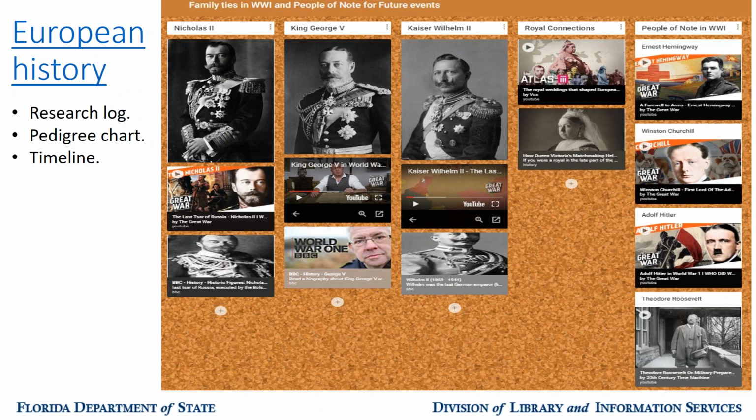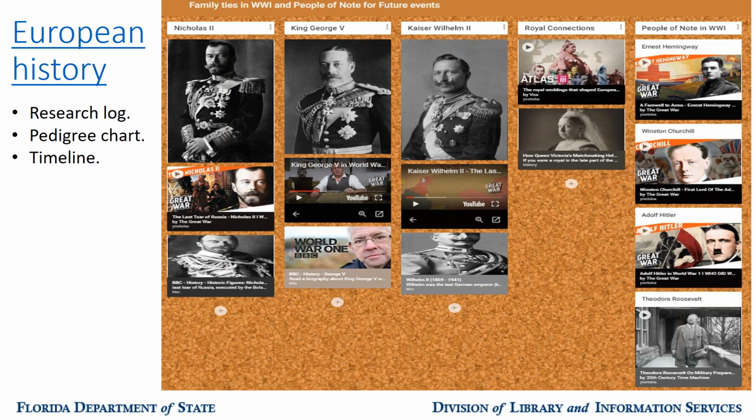So we've got columns that provide us resources for Nikolai II, King George V, Kaiser Wilhelm, the royal connections, because of course I'm not going to tell my students that these three are related. I want them to discover it, but I need to make sure that they're going to discover the right connections and not some sort of conspiracy theory website that is going to give them different connections. So in this case, I'm going to plug in the resources that give them those answers.